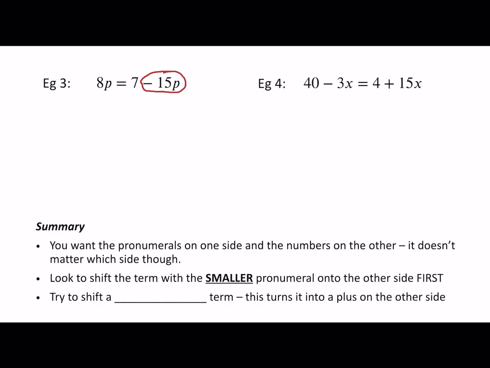So we're going to get rid of negative 15p. The opposite of that is plus 15p. We still have to do that to both sides. So there it is on the left as well. We have 8p plus 15p is 23p equals, now the 15p's cancel out, you're just left with 7. Have to get rid of the 23 out of the 23p though. That's 23 times. So divide by 23 on the left, divide by 23 on the right. The 23's go. You're left with p equals 7 over 23.